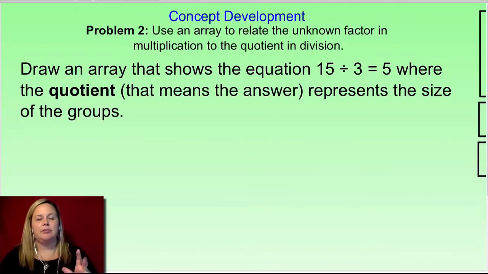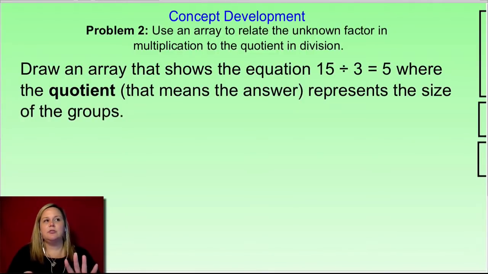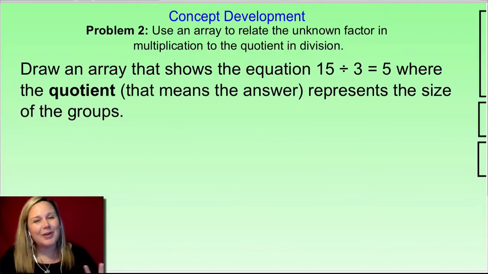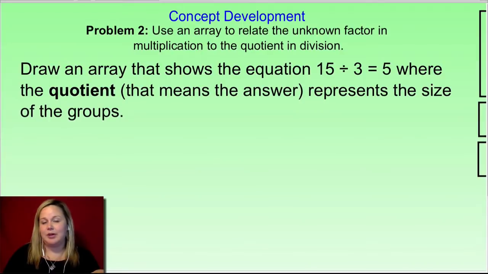Let's take a look at another example. Okay, so we're going to continue to relate multiplication and division with this. We're going to draw an array that shows 15 divided by 3, okay? Now here's the part you have to pay attention to. The last problem, I didn't tell you how to set up your array. This time I'm going to tell you the quotient, which remember that means the answer, so that's the 5 in your division problem, right here, okay?